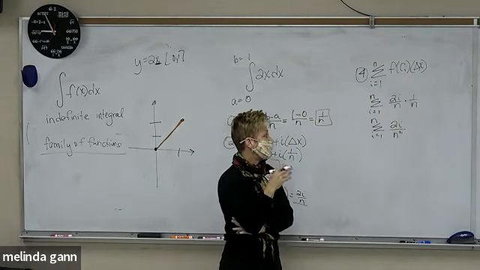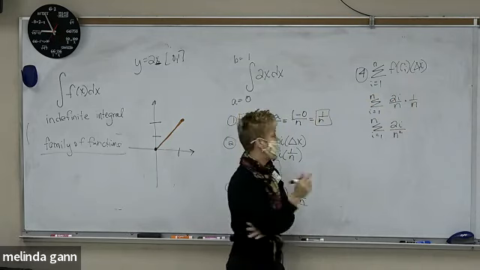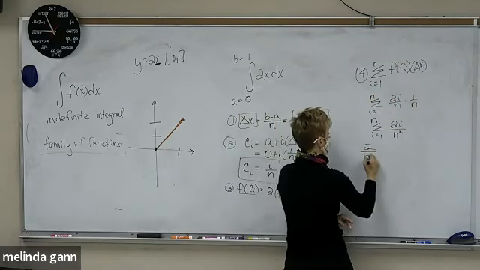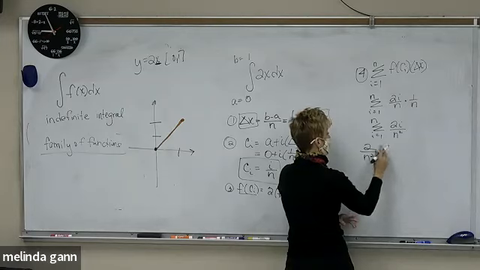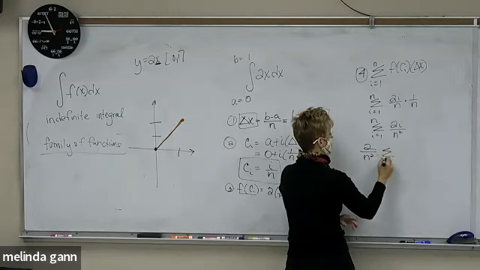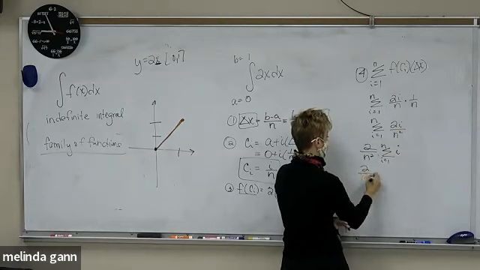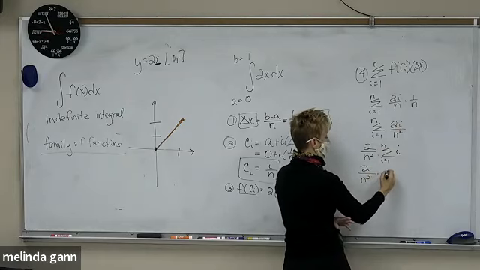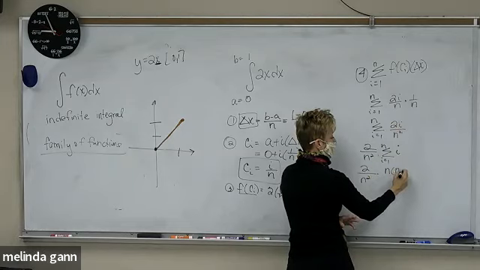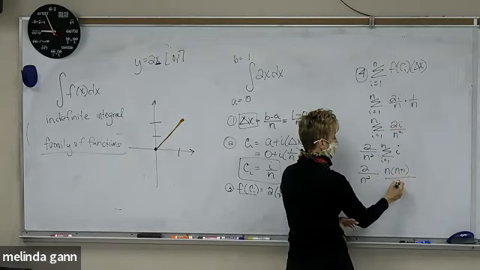What am I going to pull out? 2 over N squared. Do we agree? So I've got 2 over N squared. What am I summing from i equals 1 to N of? Just i. Help me out. What's my formula? Because I don't remember it. N times N plus 1 over 2. Perfect.